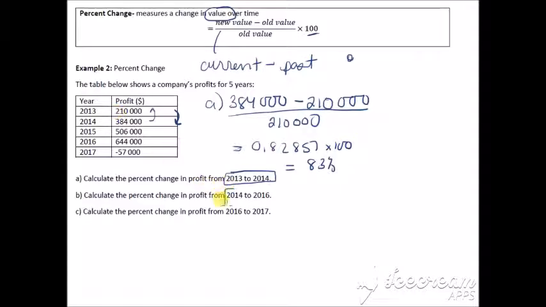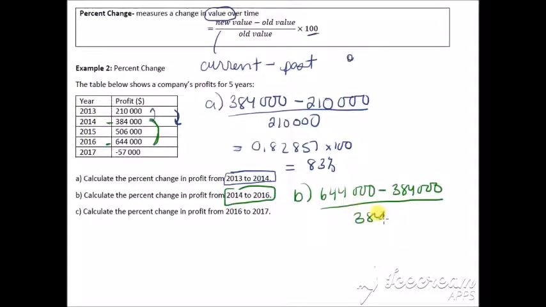Okay, now let's go 2014 to 16. So this one is actually going to skip from 2014 to 16. So we're going to measure the new value, 644,000, minus the old value, 384,000, and we're going to divide by that old value, okay? Because that old value is our starting value. Okay, we get decimal 0.67708, and then we want to multiply that by 100 to get our percentage. It's approximately a 68% increase.